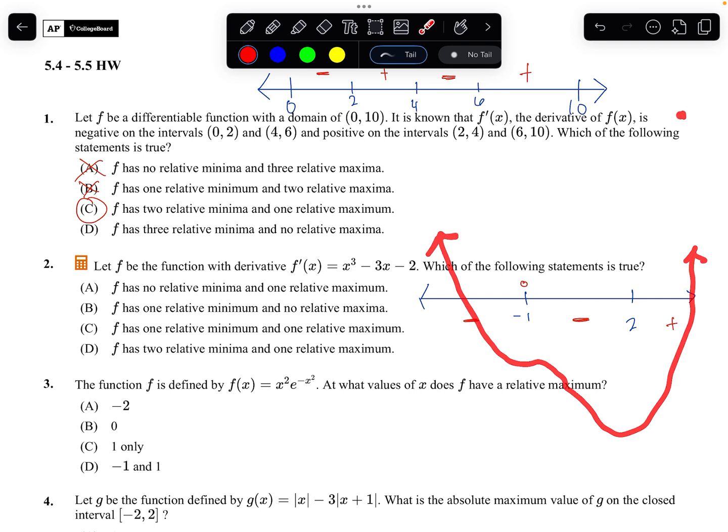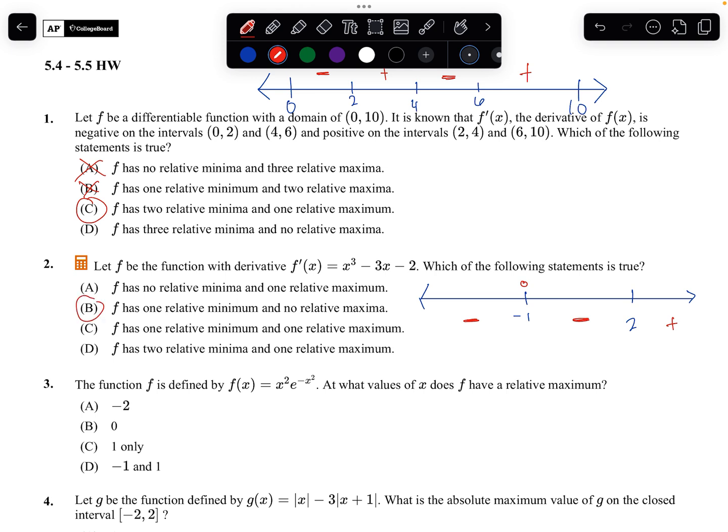And so looking at A, it says f has no relative minimum and one relative maximum. That's not true because we do have a minimum. And I don't think we have any maximum here. So for B, it says f has one relative minimum, true, and no relative maximum. So I'm thinking it's got to be B, not A.